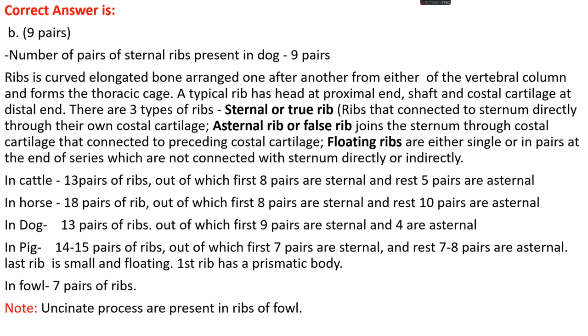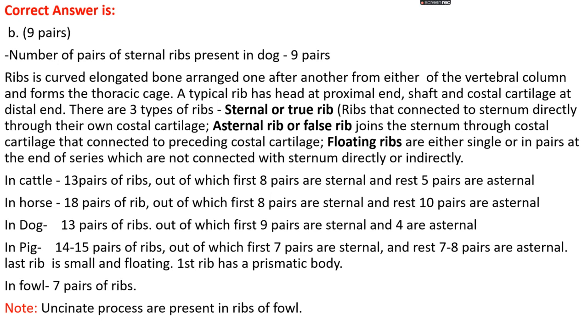Okay, ribs are curved, elongated bones arranged one after another on either side of the vertebral column, forming the thoracic cage. A typical rib has a head at the proximal end, a shaft, and a costal cartilage at the distal end. Now there are 3 types of ribs. The first is sternal or true ribs, which are directly connected to the sternum by means of their own costal cartilage.